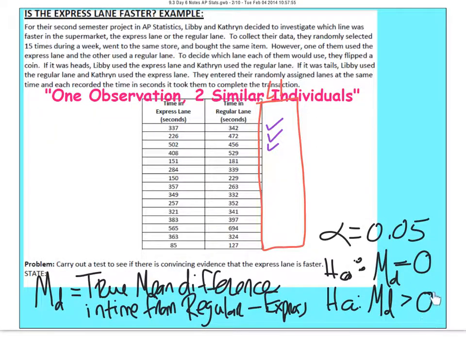So in this case, because I say regular minus express, I suspect it's going to take longer, so it would be greater than. Now, if you reverse this calculation, your hypothesis would be the mean difference is less than 0. So again, as long as you define this one way and you write it appropriately, you'll be fine.